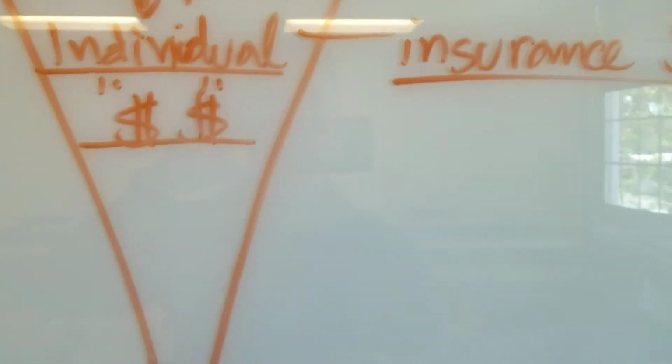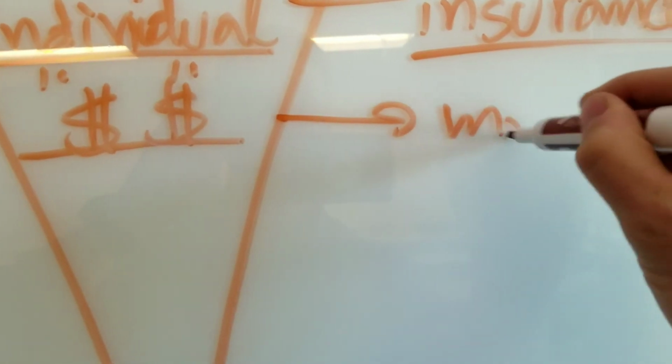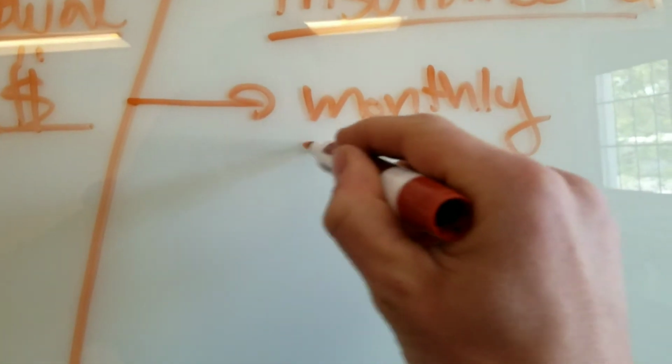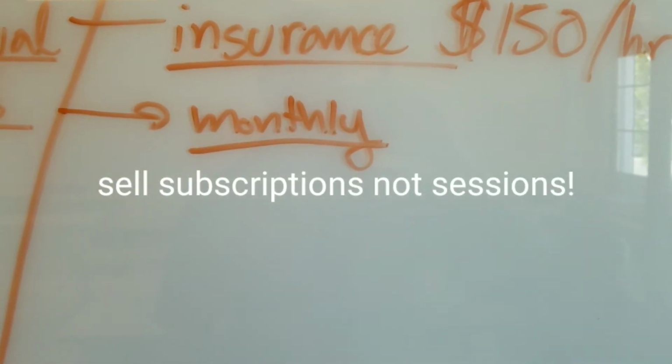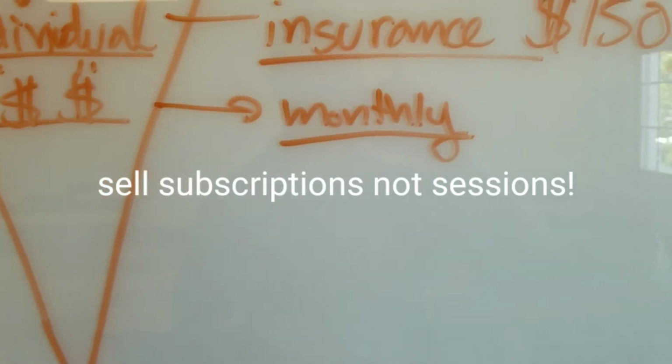When somebody is paying cash, I generally recommend that we do this as a monthly subscription. Don't sell sessions, sell subscriptions. You pay for your internet, you pay for your TV, you pay for everything on a monthly basis, and it's really up to you on how you want to use it.